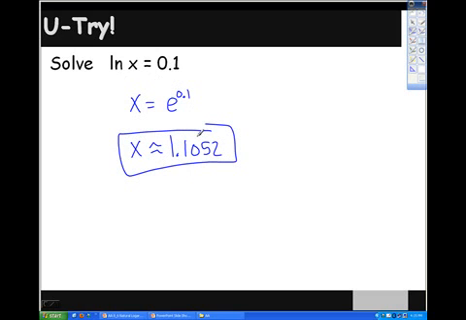So I'm punching natural log on my calculator, 1.1052. It's not going to be exactly 0.1 because I had to round off to get here, but it should be close. It's 0.1000026. So I'll take that. I'll say that checks, and this is my answer. How'd you do?